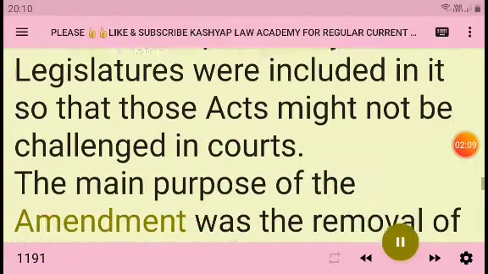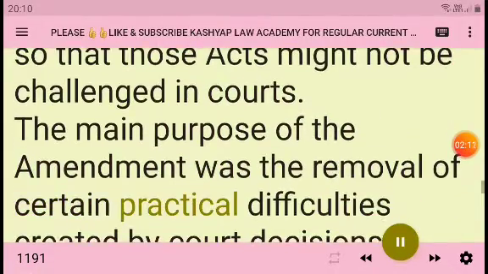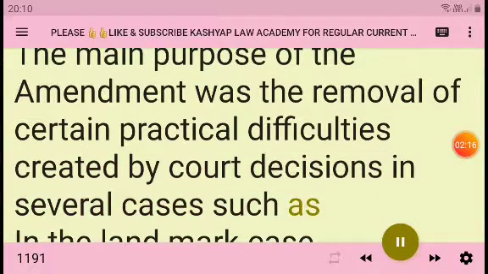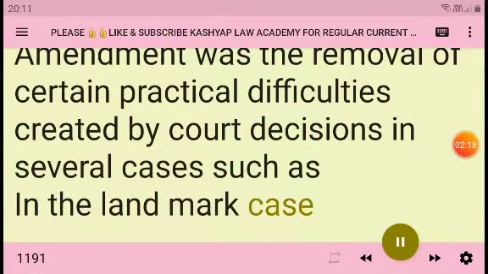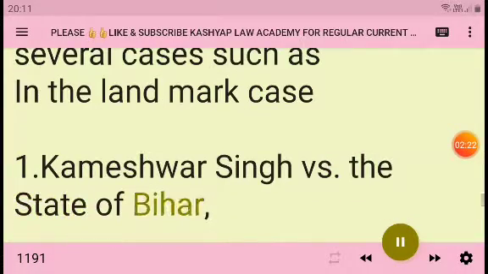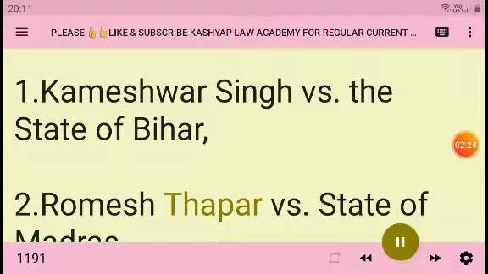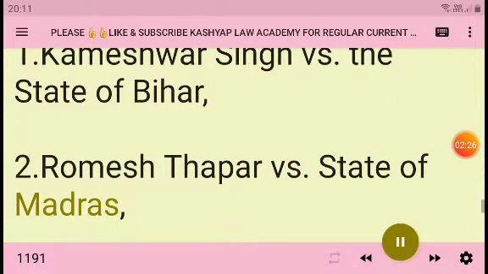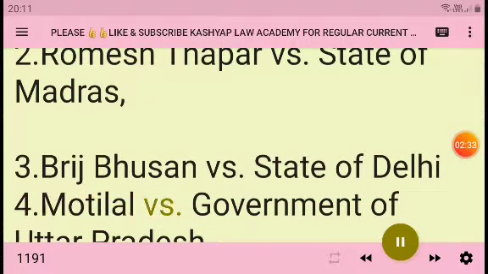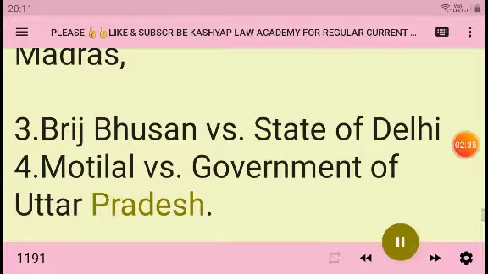The main purpose of the amendment was the removal of certain practical difficulties created by court decisions in several cases, such as the landmark cases: 1. Kameshwar Singh vs. State of Bihar. 2. Romesh Thapar vs. State of Madras. 3. Brij Bhushan vs. State of Delhi. 4. Motilal vs. Government of Uttar Pradesh.